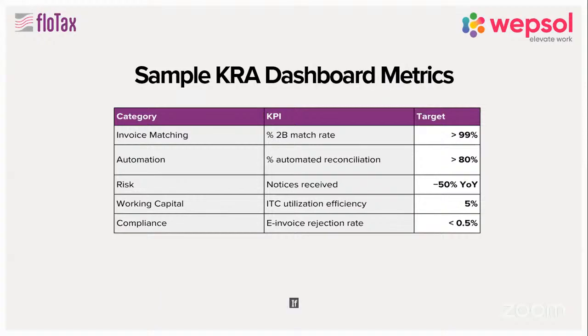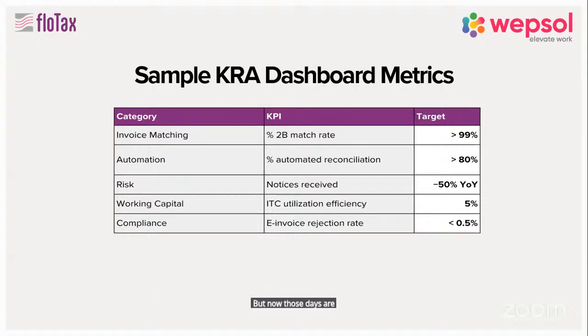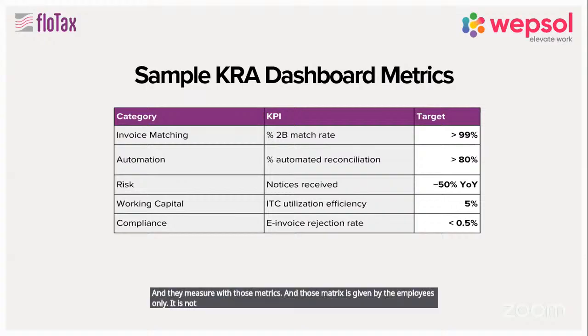If the employee is known to the boss or close to the manager, and he said, I did my audit correctly, I did this thing, he used to get a promotion, he used to get rewards. But now those days are gone. Every individual's KRA is now tied to a matrix, and they measure with those matrices. And those matrices are given by the employees only. It is not given by the management.